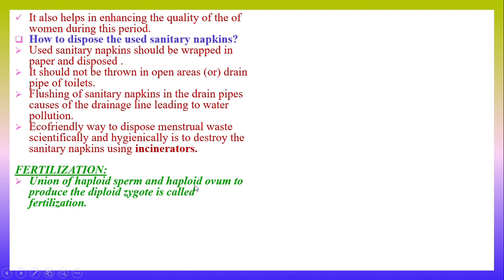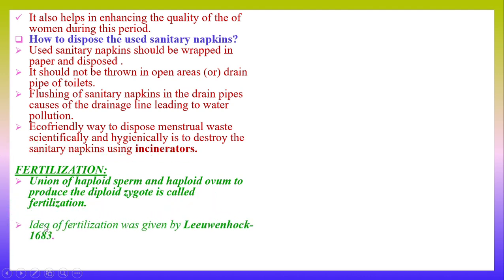Why are they called haploid? Because they have the n number of chromosomes only, that means 23 chromosomes. Because of the meiosis division during gametogenesis, they have only the haploid number of chromosomes. So the union of the haploid sperm and haploid ovum to produce the diploid zygote is called fertilization.